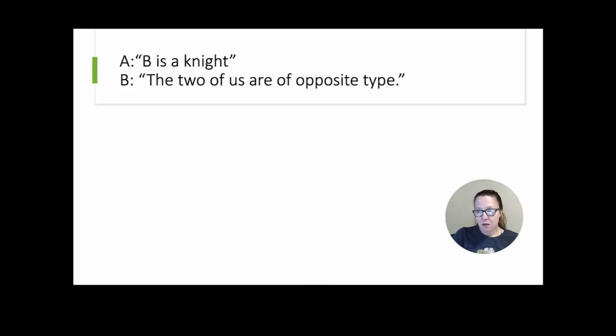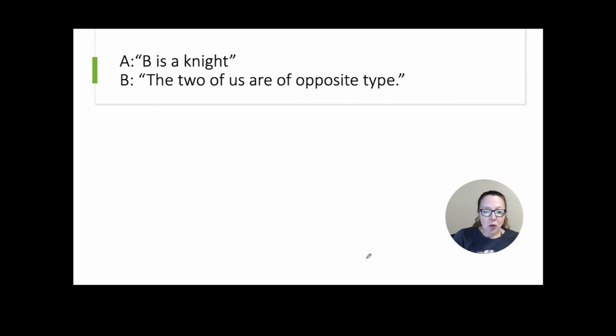So first, we'll take a look at the following. A states, B is a knight. B states, the two of us are of opposite type. Take a moment and try to figure out what you think A and B really are, knights or knaves.